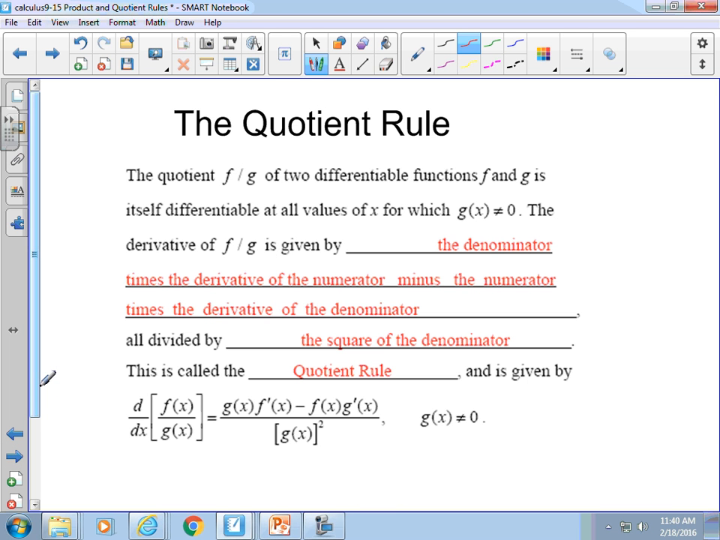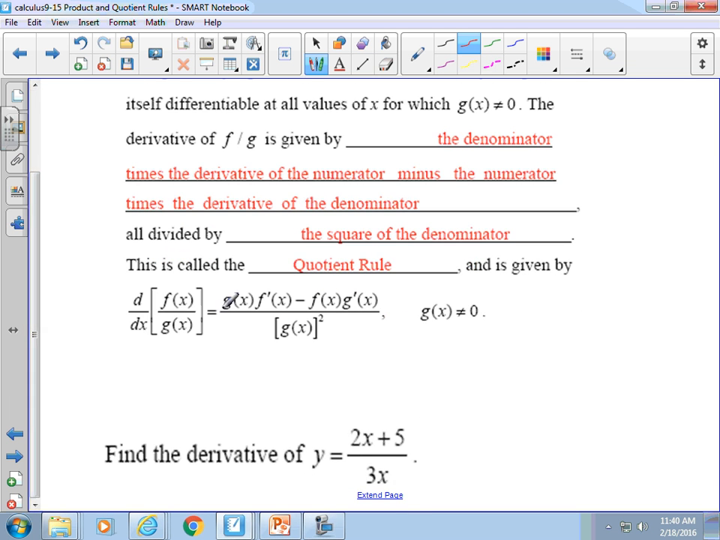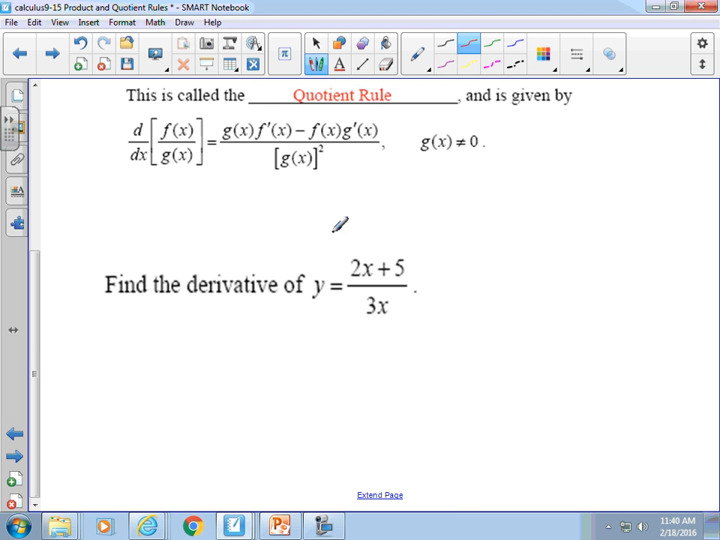Okay, the next thing we're going to talk about is the quotient rule. I'm not even going to show you the proof. It's very similar to the product rule proof, but it's just another rule we're going to follow. So the only thing you need to write down is this thing right here. The derivative of a quotient is the bottom times the derivative of the top minus the top times the derivative of the bottom over the bottom squared.